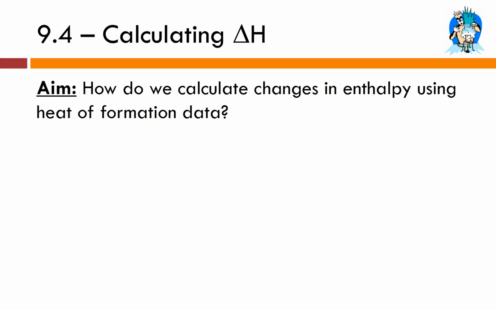In today's lesson we're going to talk about how to calculate changes in enthalpy. That's what delta H is. It's also called the heat of the reaction, using heats of formation data. So in the previous lesson, 9.3, we were introduced to delta H through potential energy diagrams. So we can very readily calculate delta H by looking at a PE diagram.